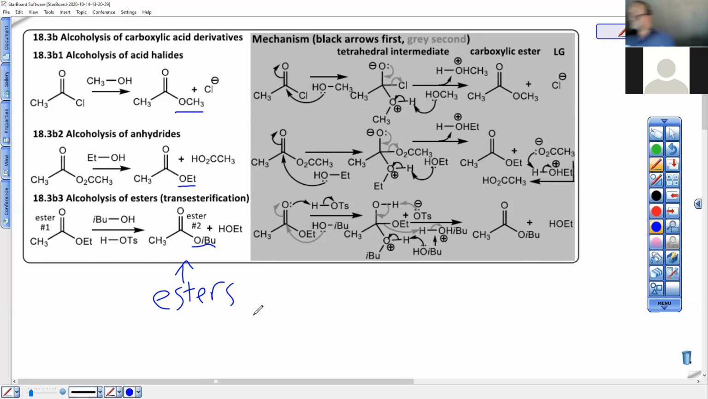And I want to say it again, this is the same mechanism as the Fischer esterification. The only difference is this will be an OH and a carboxylic acid for the Fischer esterification, and it will leave as water instead of leaving as HOEt. It'll be HOH, but the mechanism is identical. Protonation followed by attack. Tetrahedral intermediate gets neutralized and then eliminated. Fischer esterification mechanism.